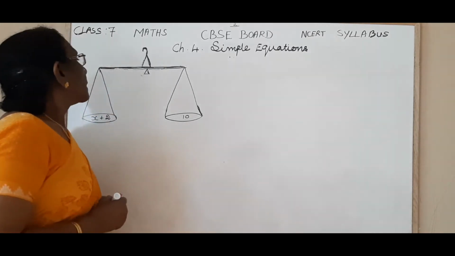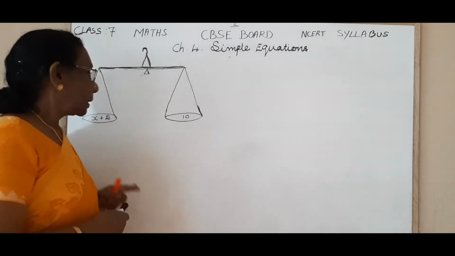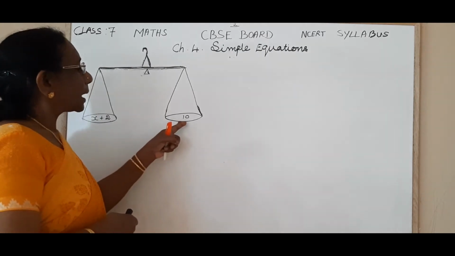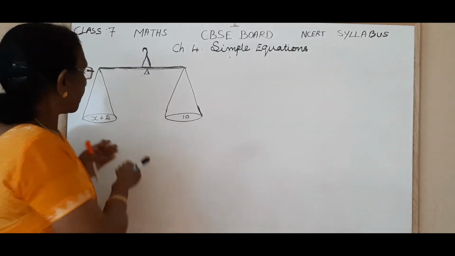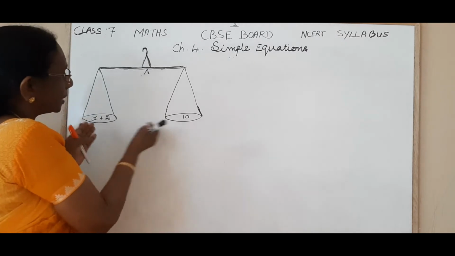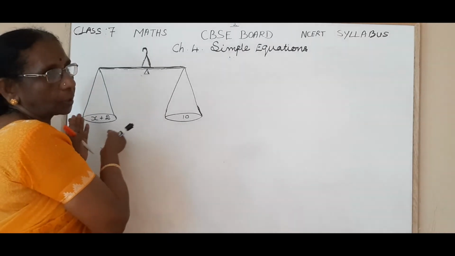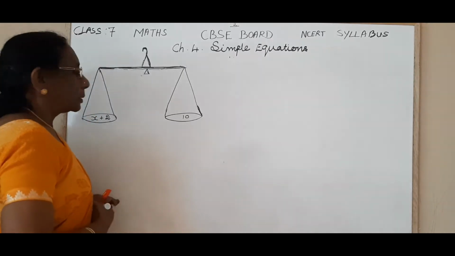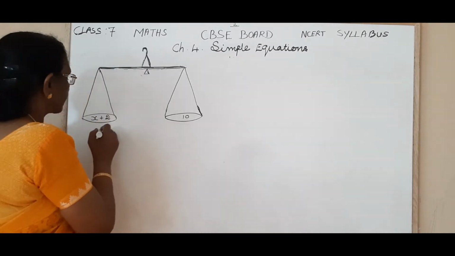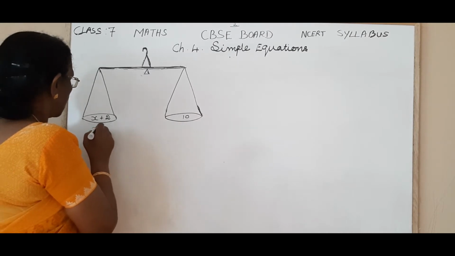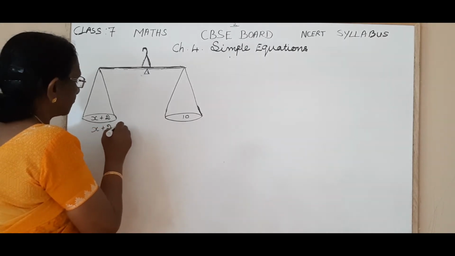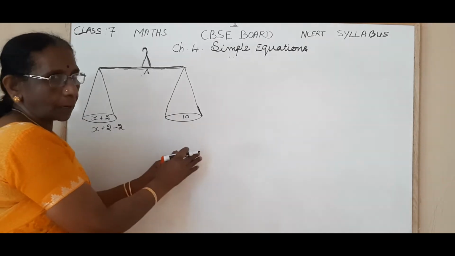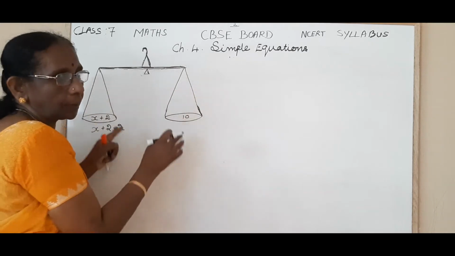Children, now this is the balance. Okay, in the left pan, we have kept x plus 2, and in the right pan, we have got 10. Now it is in the same position, therefore, they both are equal, isn't it? Now, I am going to take 2 from this side. That is, x plus 2, I am going to take 2 from this side. If I take 2 from this side, here also I have to take. Then only the same position will be maintained.